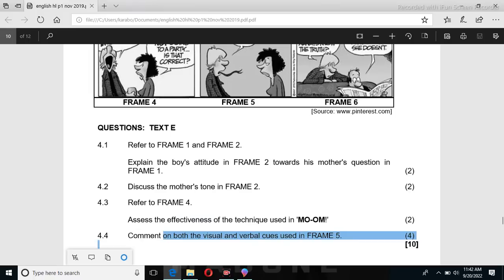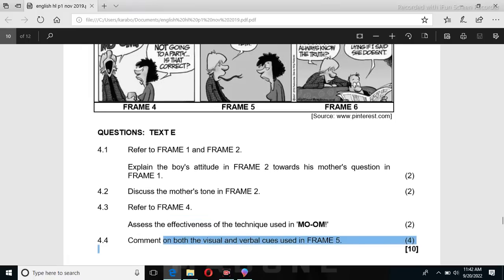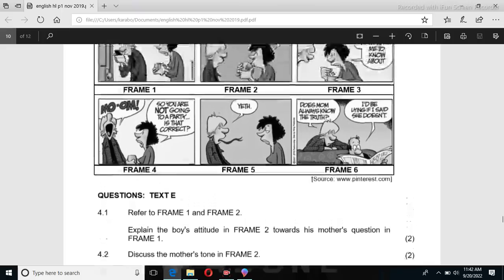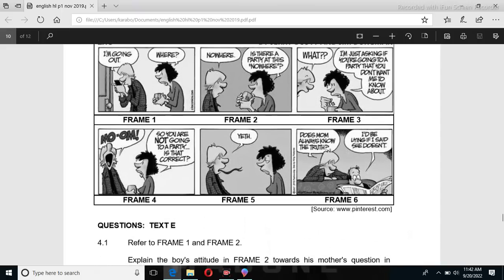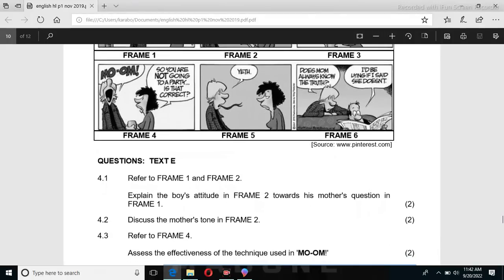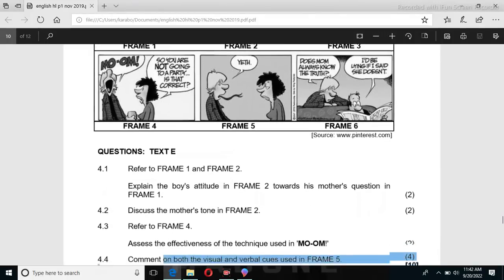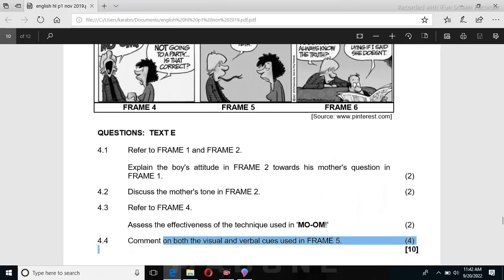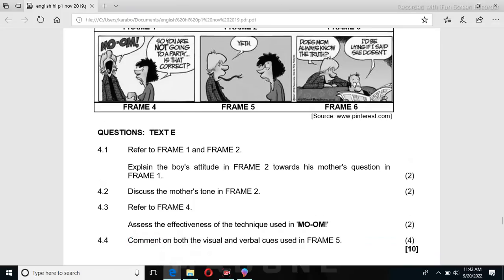All you have to do is just mix the knowledge of answering a comprehension and apply it on a visual representation and speech. Now, let's see. Let me make an example. I'm not going to go deep into this because it's very easy. If they say to us, and I'm going to start with the last question, I'm not going to answer, but I'm going to explain: comment on both the visual and verbal cues, right?